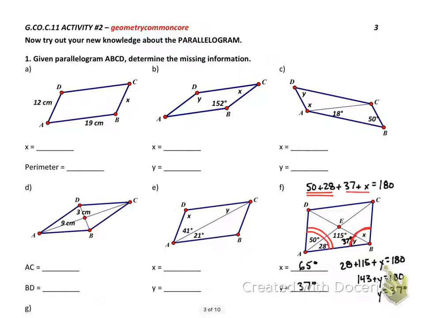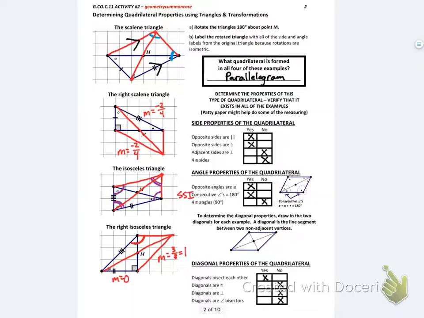What is it? Sides. For A, it's just sides of the parallelogram. I don't know anything about the angles, I don't care. I don't know anything about the diagonals, and I don't care. So the only thing that matters are the side properties. And this one's an easy one. We only have two side properties. Let's go back to that and see what they are.